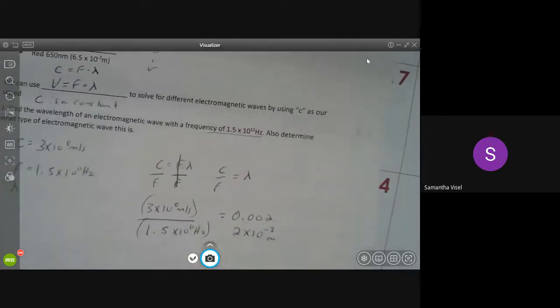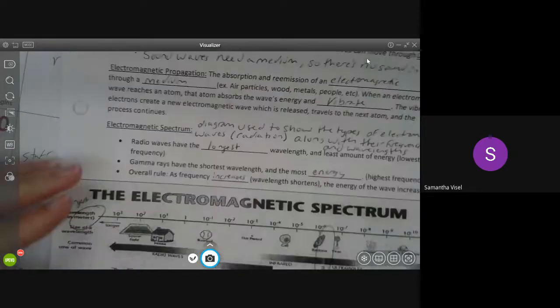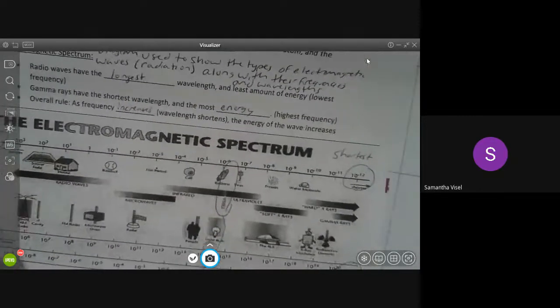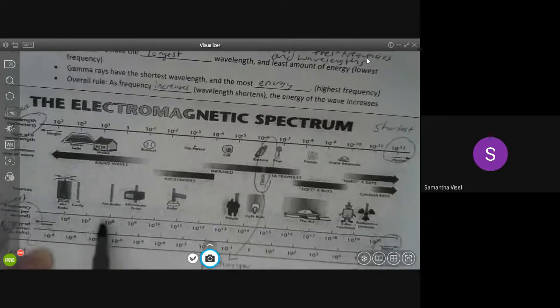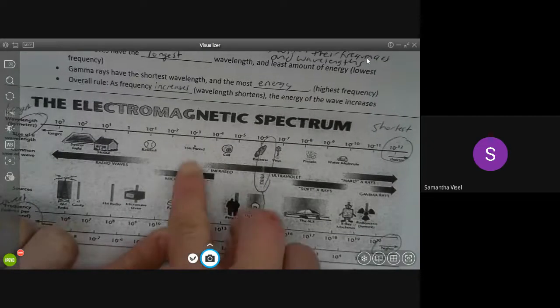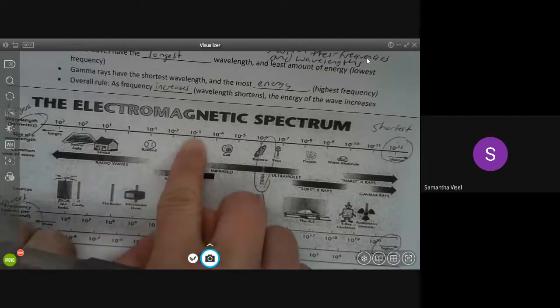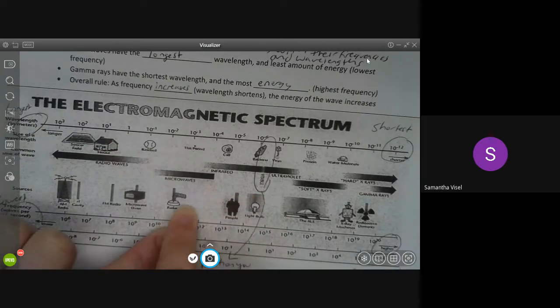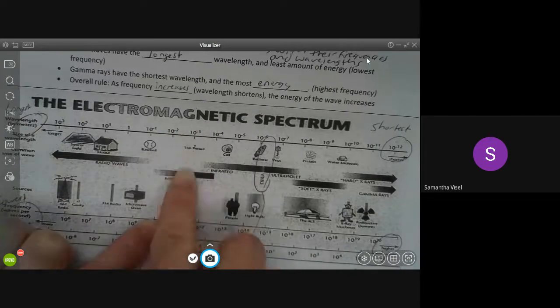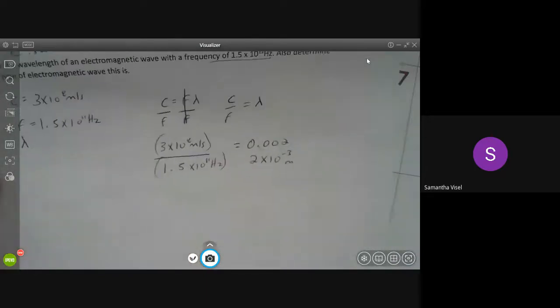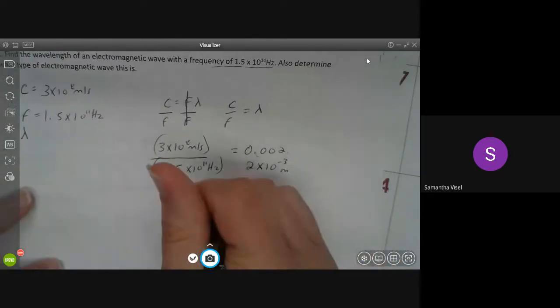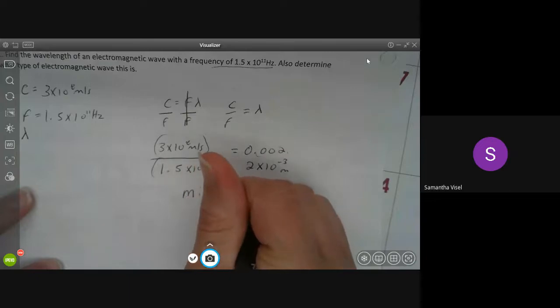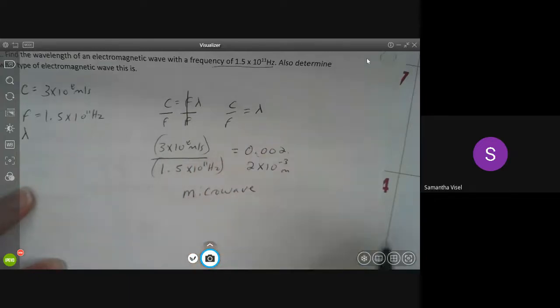So looking at my diagram here, frequency is 10 to the 11, or my wavelength is 10 to the negative 3. So this falls along the area of microwaves. This particular wave that I'm looking at here is likely a microwave.